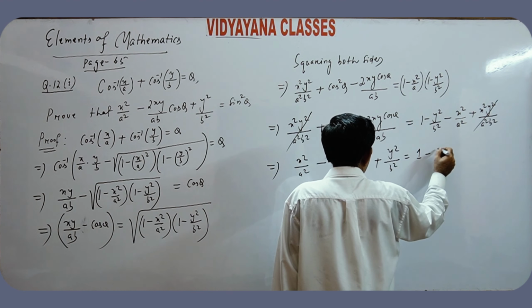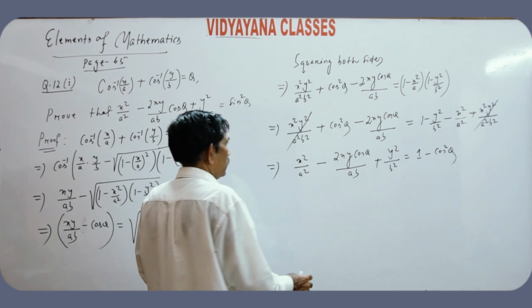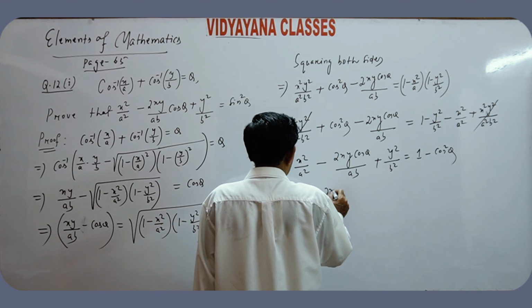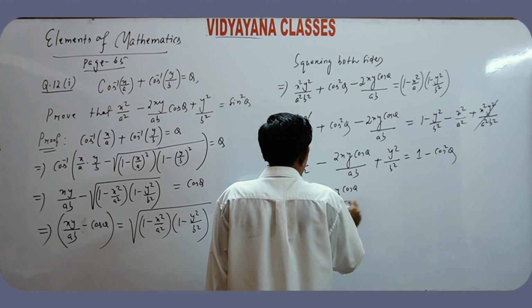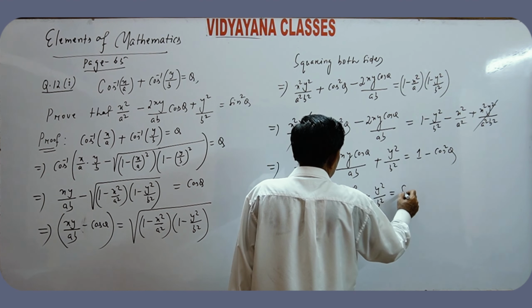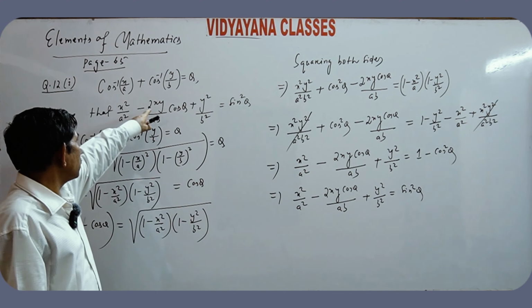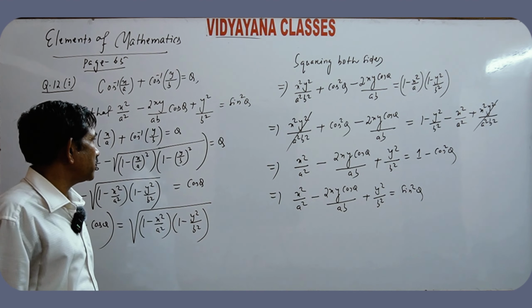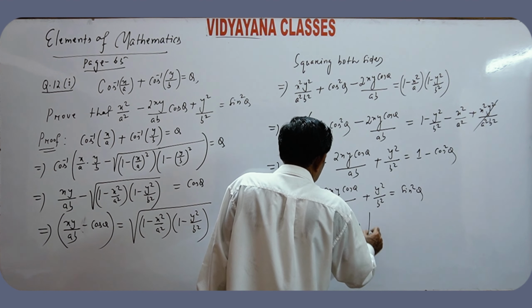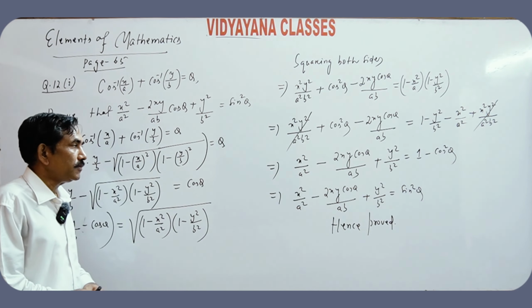is equal to 1 minus cos square theta, which implies x square by a square minus 2xy cos theta divided by ab plus y square by b square is equal to sin square theta. Hence proved. Clear? Okay, note down.